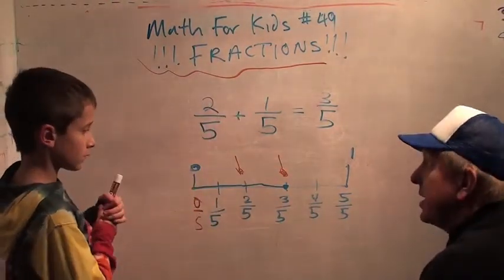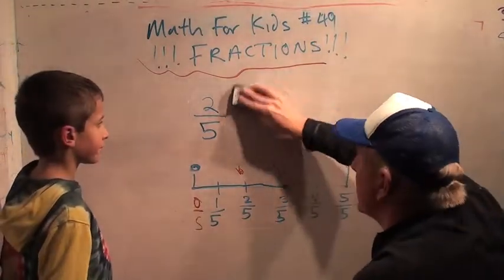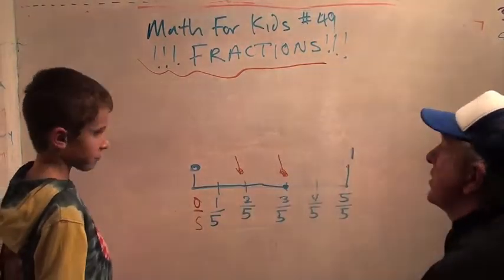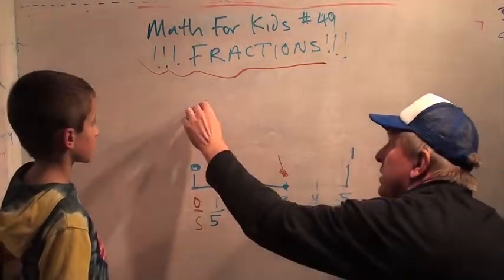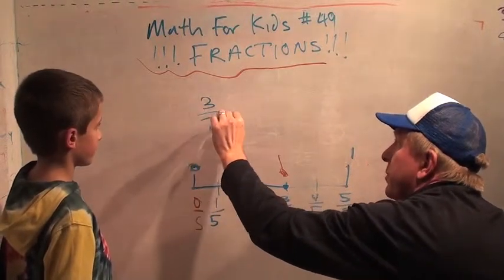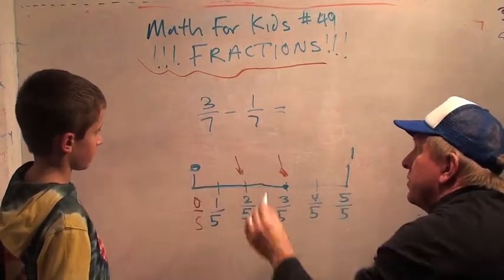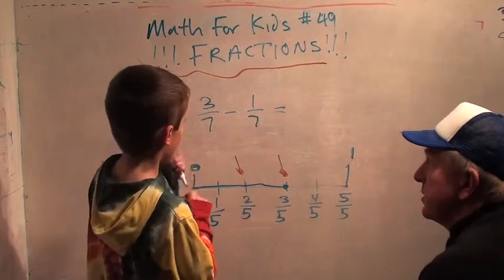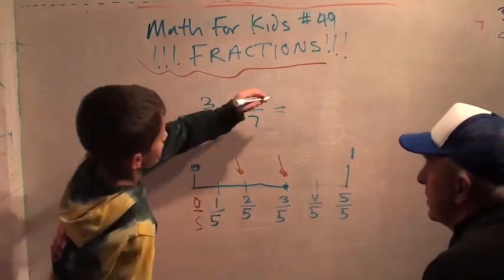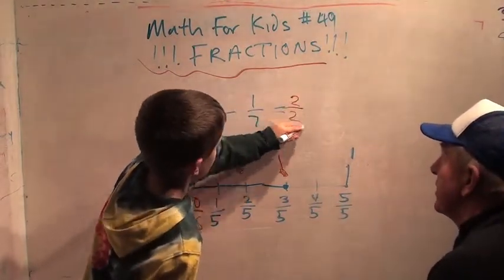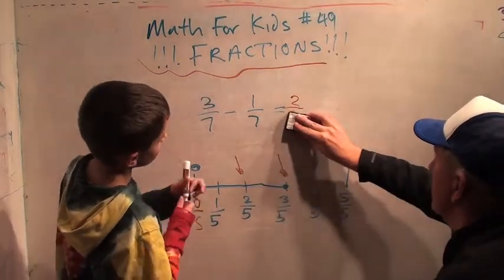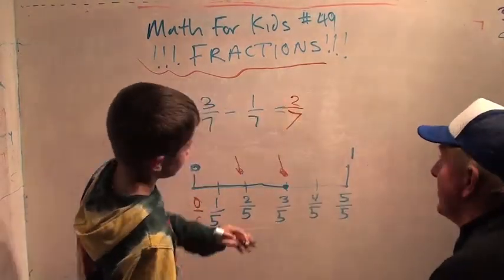That's going to work for any kind of fraction, as long as the denominators are the same. So what happens if I say 3/7 minus 1/7? What do you do here? It's just like 3 minus 1, so you get 2 sevenths.